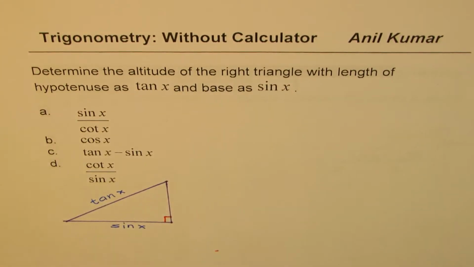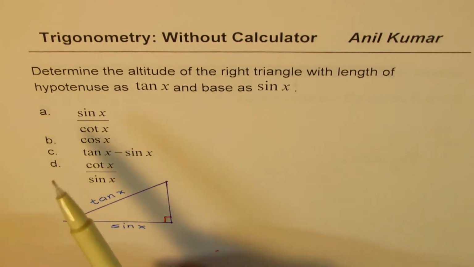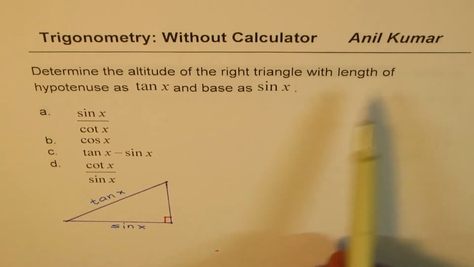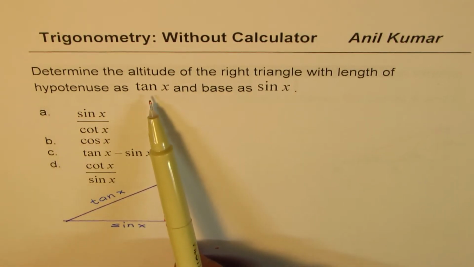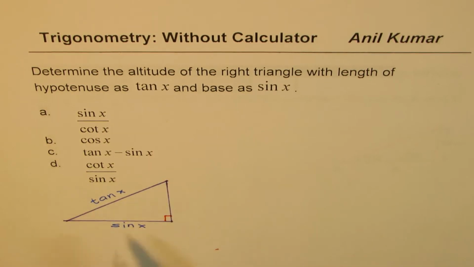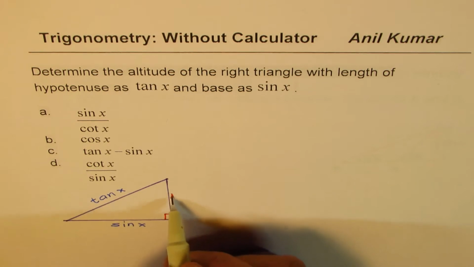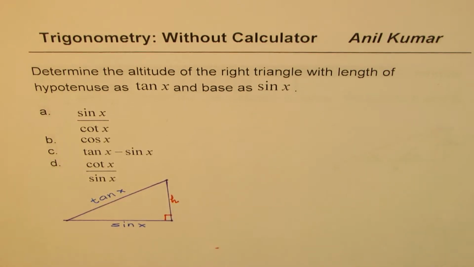Now let us try to solve all these questions one by one. The very first question is, determine the altitude of the right triangle with length of hypotenuse as tan x and the base as sin x. So we have a diagram here. We need to find this particular height. So let me say height or altitude.